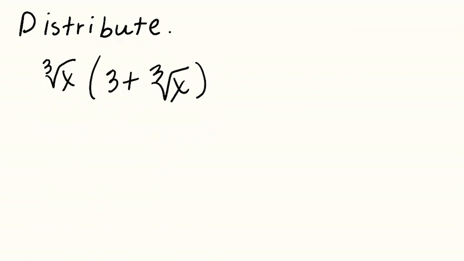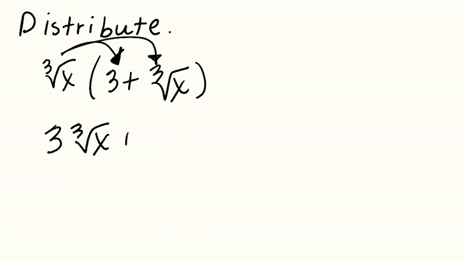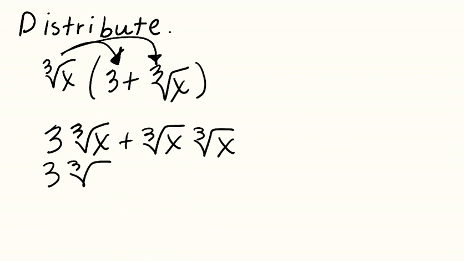Okay, another one, I'm going to start by doing that. That'll be 3 times the cube root of x plus the third root of x times the third root of x. Well, that's like the third root of, I can put them together and say that's x squared.